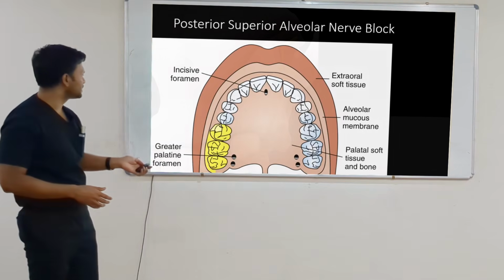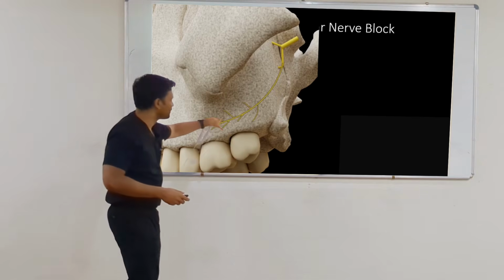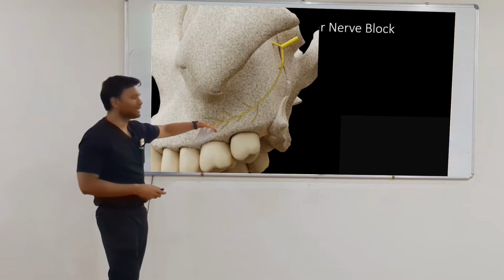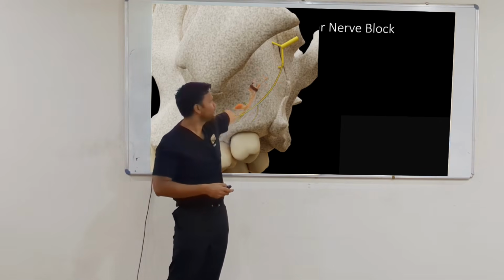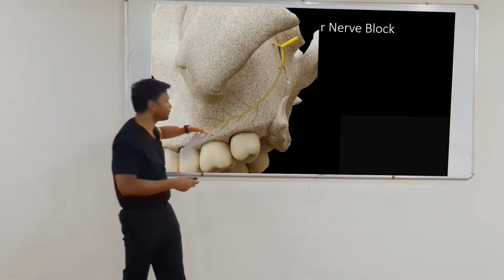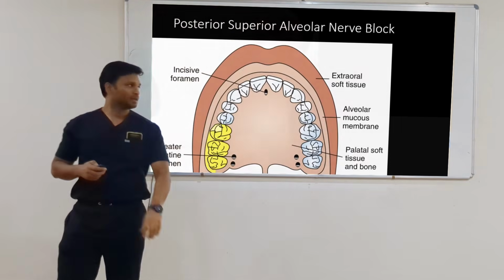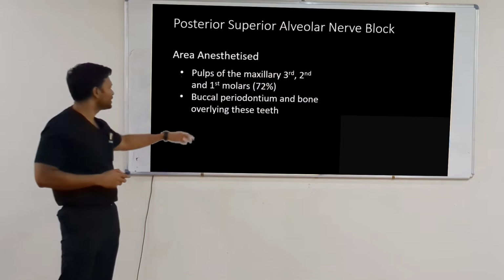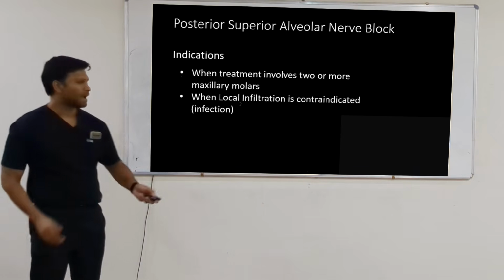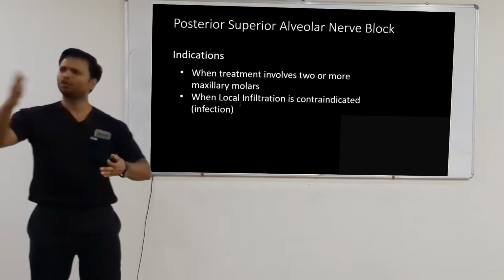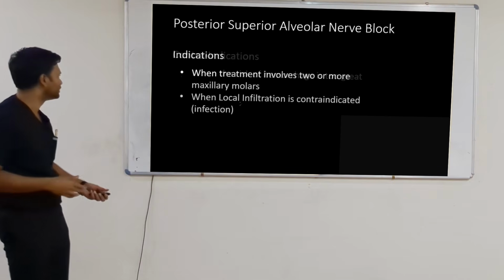Let's go to the images. Suppose there's an infection here. If we deposit the LA here, it won't work. But you don't have any infection here, right? So you can deposit the LA solution here and this will be blocked automatically, right? So whenever local infiltration is contraindicated, you can go for a nerve block. And remember, all these things are commonly repeated across all the nerve blocks.